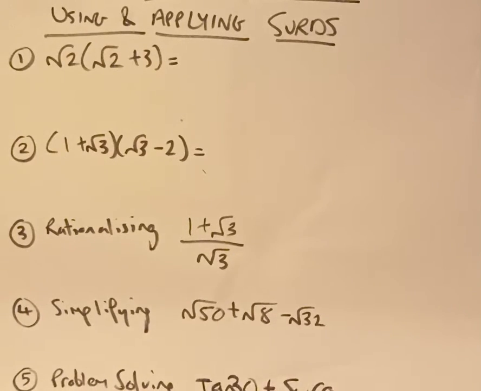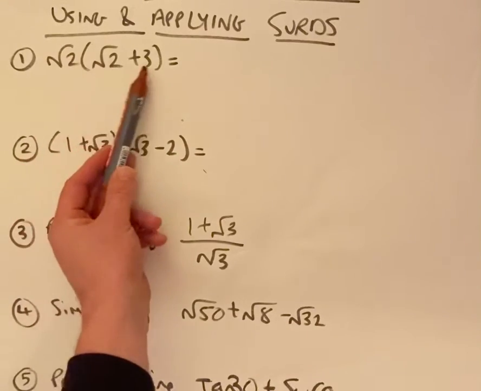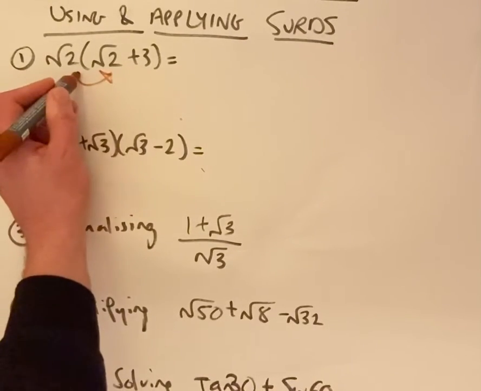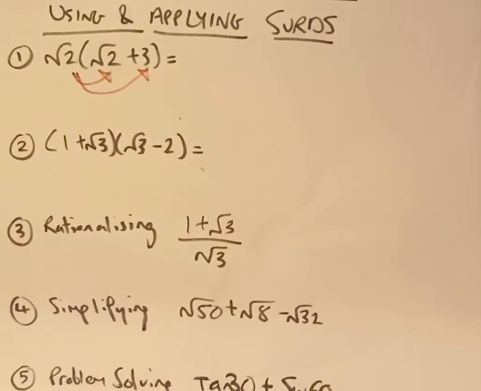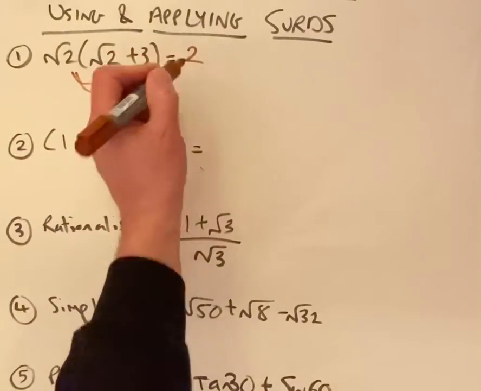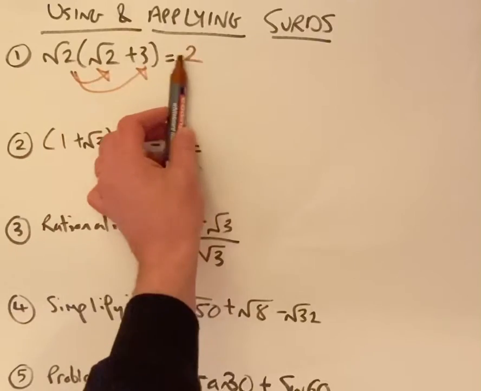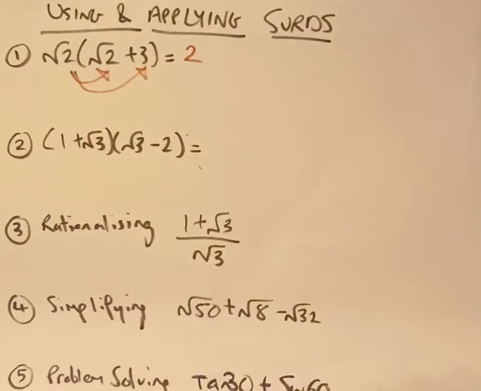Question number one, you can see that we've got a surd on the outside and on the inside of a set of brackets. So just like we would with an algebraic expression, and we like to expand the brackets, we're going to multiply these out. So we're going to multiply each of the things inside the brackets by root 2. Now root 2 times root 2, we could write that as root 4, but we know that the square root of 4 is just going to be 2. Or when you times a root by itself, you just get that value inside the root.